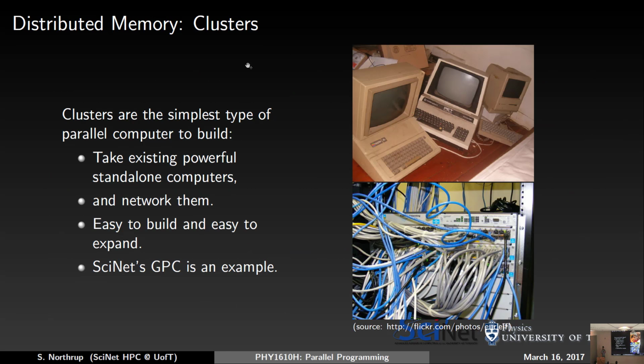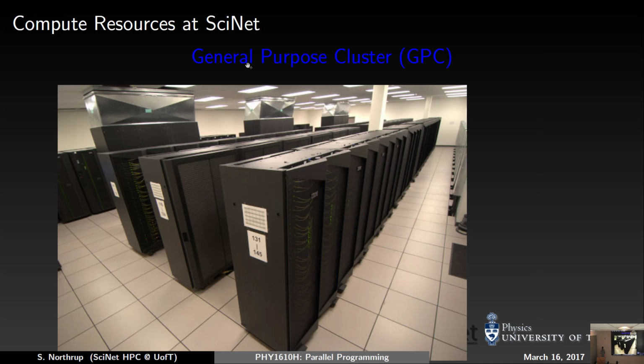Okay. So distributed memory clusters, as I said, are just existing powerful computers. Of course, your old PCs kicking around. That's Ramsey's closet right there, I think. And then you just put them up on the network. They're really just a bunch of computers hooked together. That's what our main GPC is. This is the main system at SciNet, well, at least for the next 6 months until we pull it out and put a new one in.